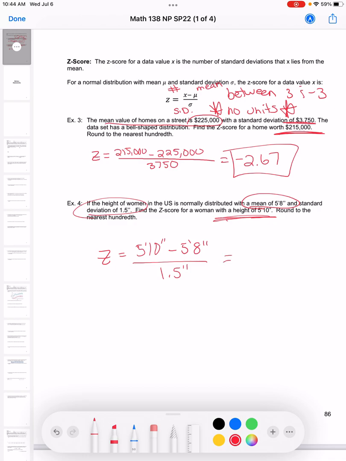Doing the top, 5 feet 10 inches minus 5 feet 8 inches is 2 inches. I'm going to divide that out, and it says again to round to the nearest hundredth. So that's 2 decimal places. So this particular woman that we were looking at was 1.33 standard deviations above the mean because it was positive.